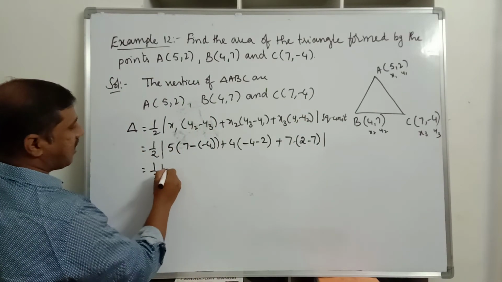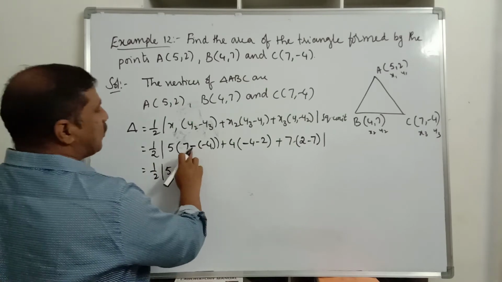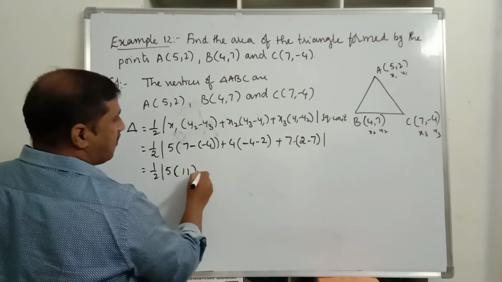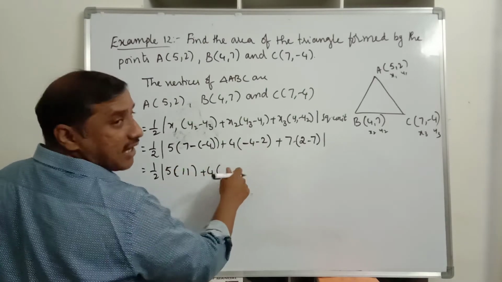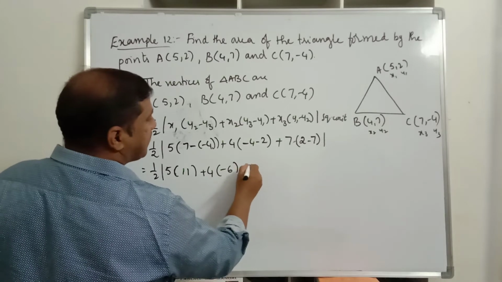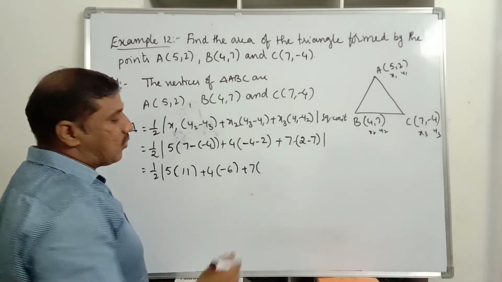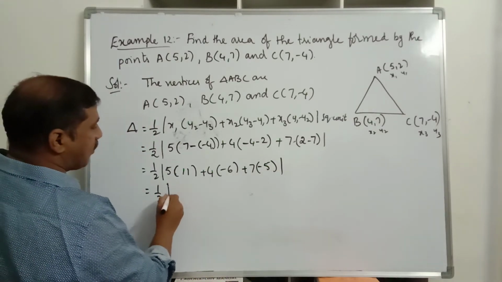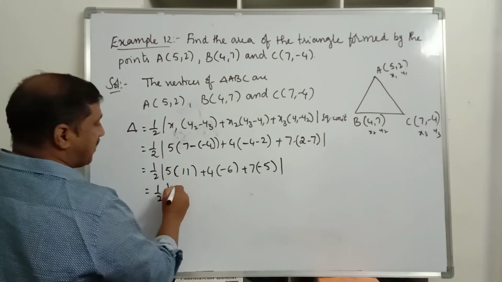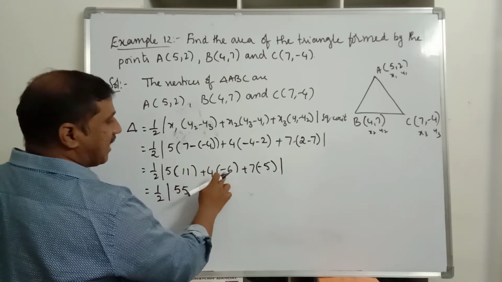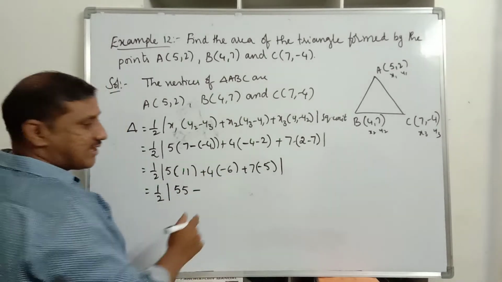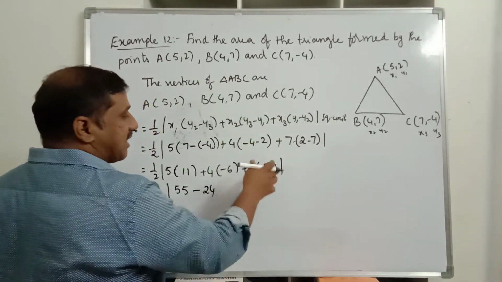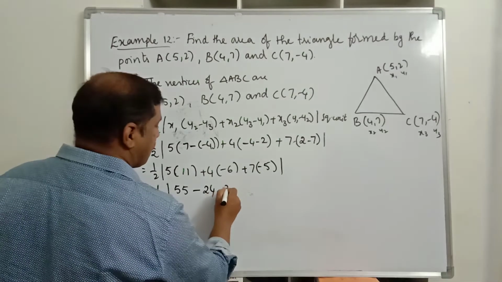Half into modulus of 5 into, minus minus is plus, 7 plus 4 it is 11, plus 4 into -4 minus 2 it is -6, plus 7 into 2 minus 7 it is -5. Now simplify still. Half into modulus of 11 into 5, 11 5s are 55, plus 4 into -6 it is -24, 4 6s are 24, plus 7 into -5 it is -35.